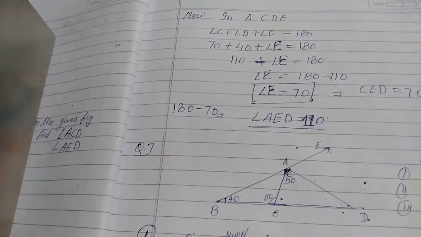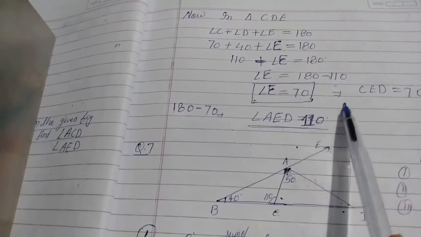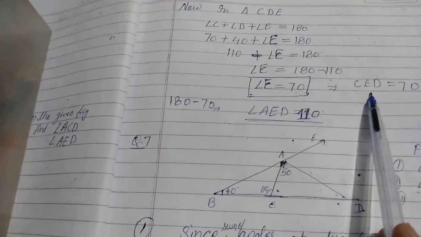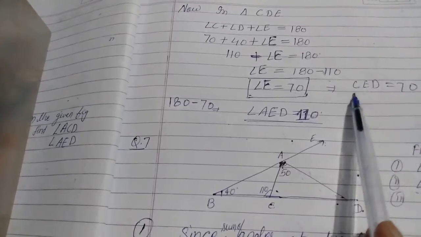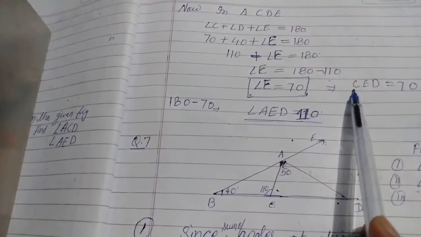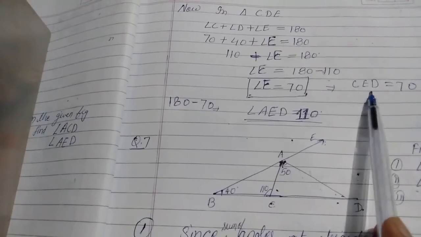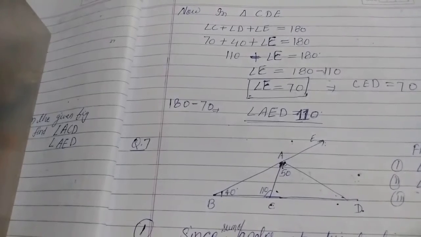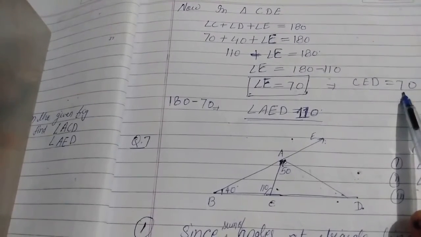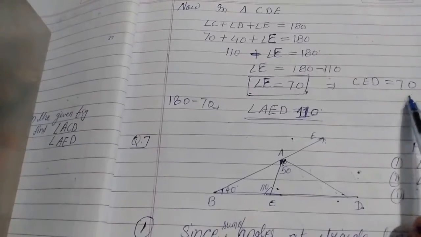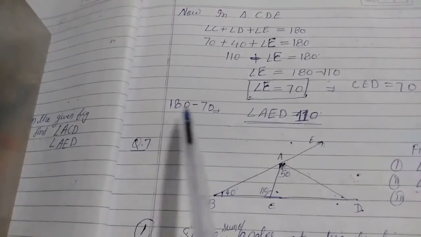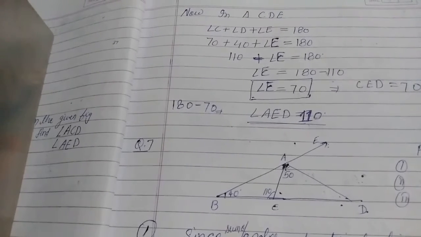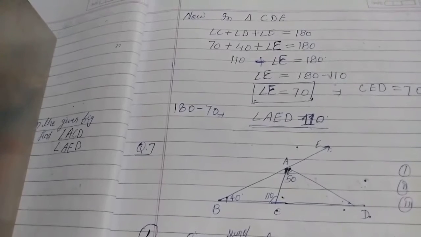But we have to find not CED, we have to find the exterior angle of CED. That means AED. We know that on any straight line the sum of these two angles is equal to 180 degrees. So this 70 will be subtracted from 180, and after that we will find AED. So 180 minus 70 is equal to 110. So this is our AED.